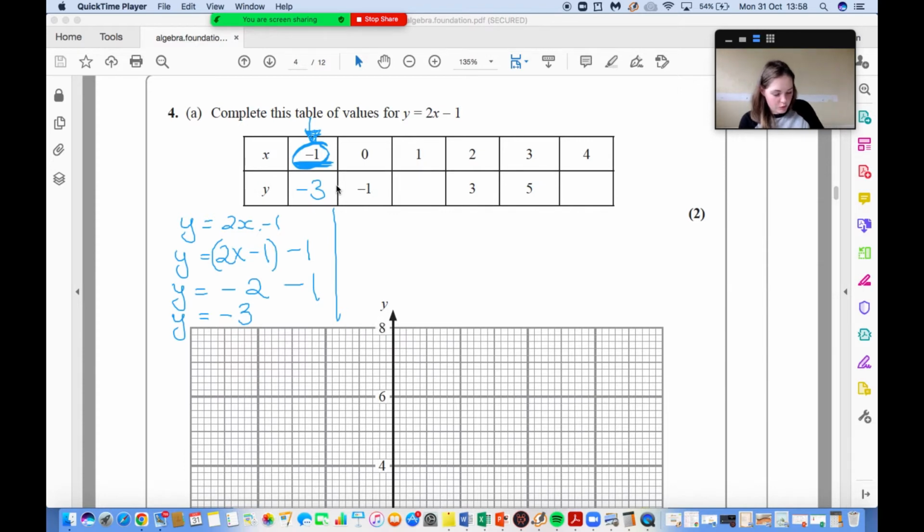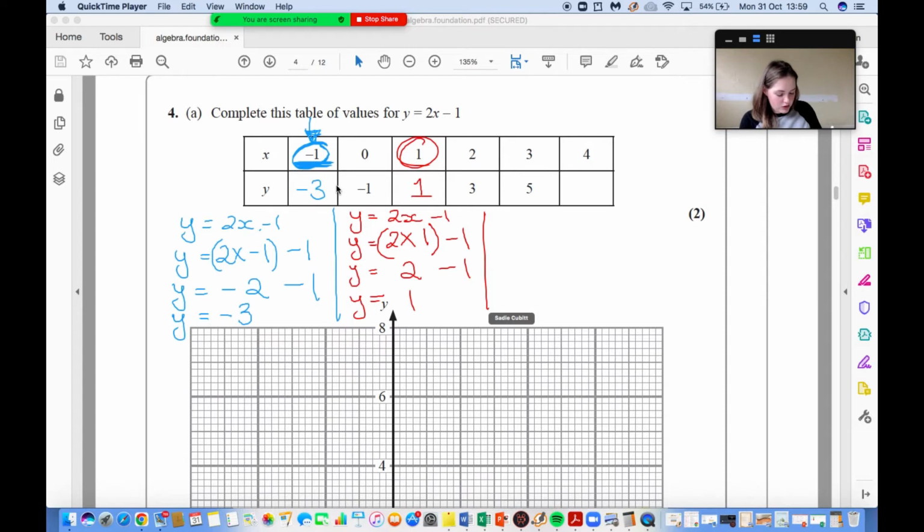Okay, then we're going to put 1 into this equation, so your equation is y equals 2x minus 1. And we're going to put 1 where x is. So y equals 2 times 1, because x is 1 this time, and then you've got your minus 1 on the end. 2 times 1 is 2, and then you've got your minus 1, and that's nice and easy. 2 take away 1 is 1. So that one there will just be 1.